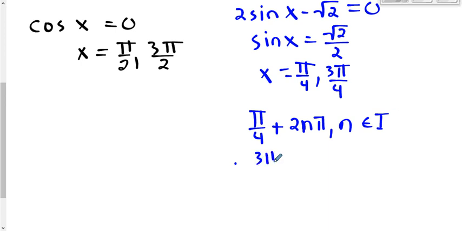And the same for 3 pi over 4. Its coterminal arm is a full rotation away. So n must be an integer as well.